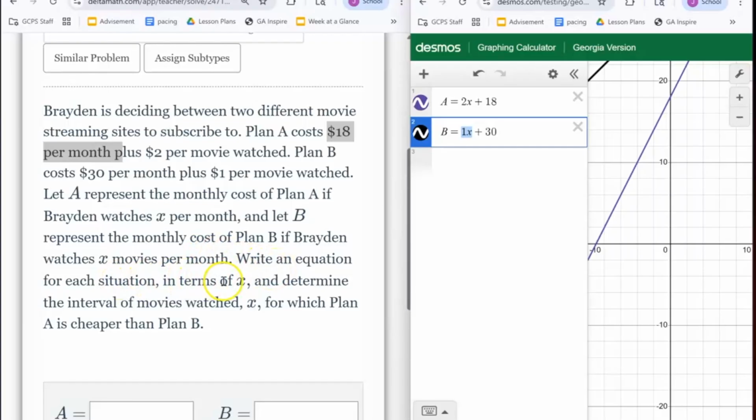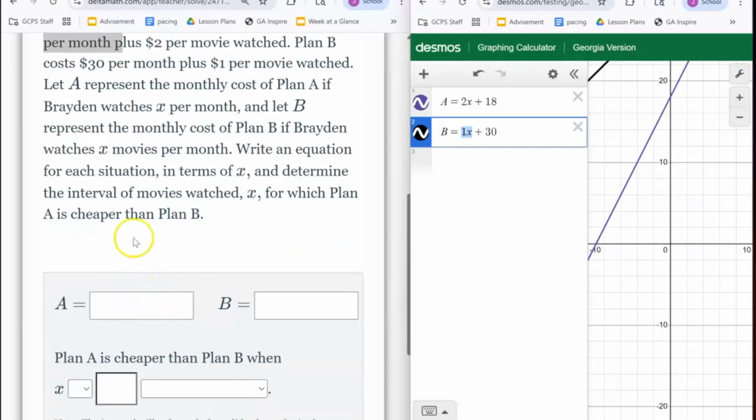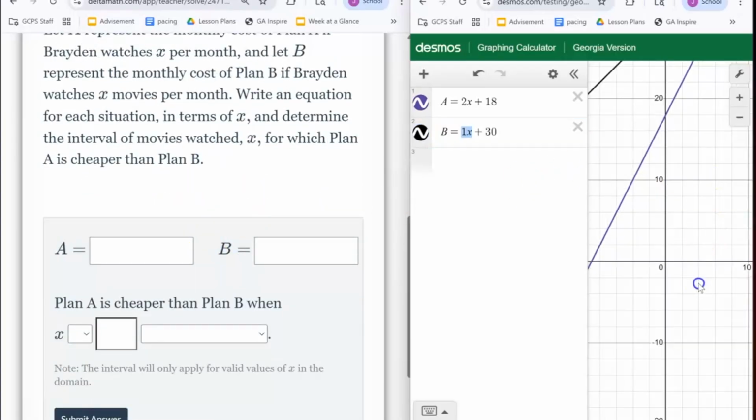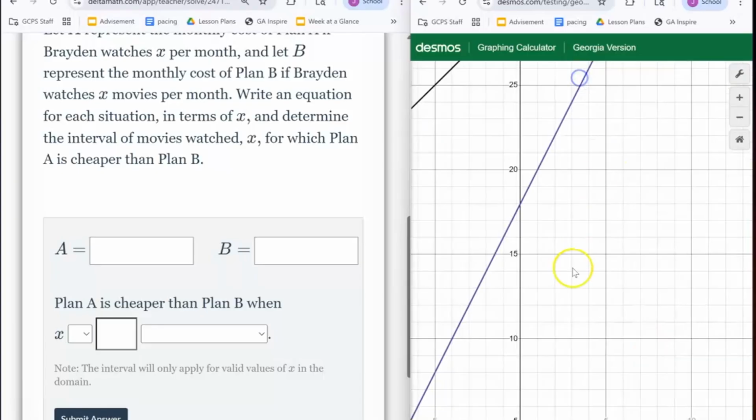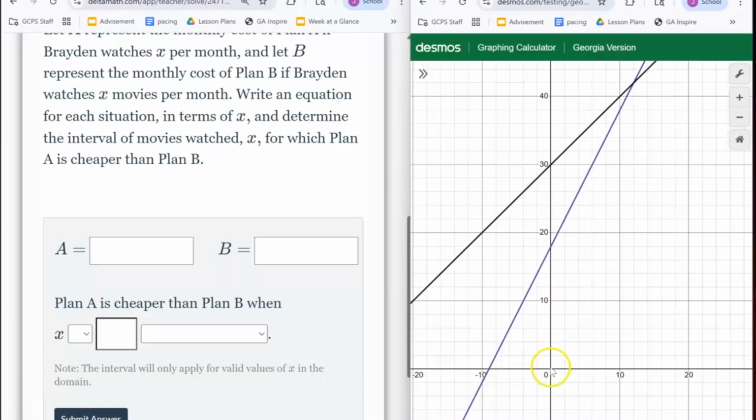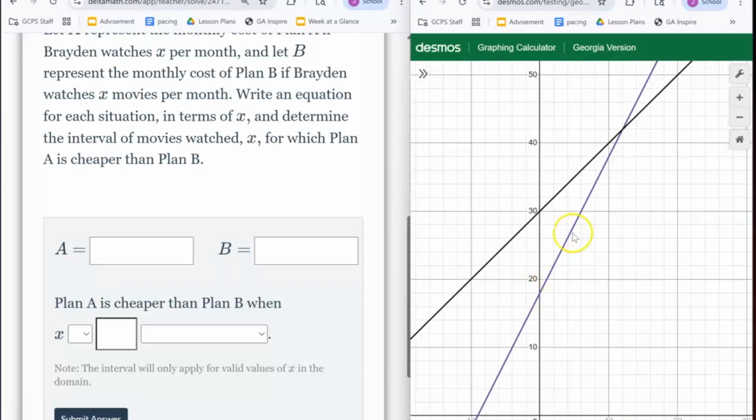Write an equation for the situation and determine which interval of movies watched makes each plan cheaper than the other plan. All right, so obviously I can't have 0 movies, right? So anything after 0, whatever purple is cheaper up to 12 movies. So purple is cheaper up to 12. After 12, black is cheaper. That's what we're looking for.